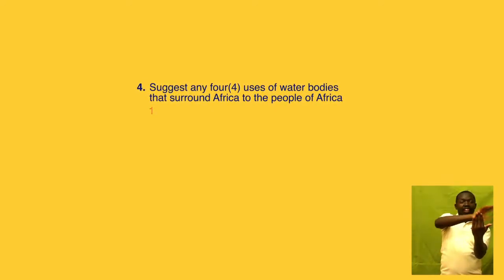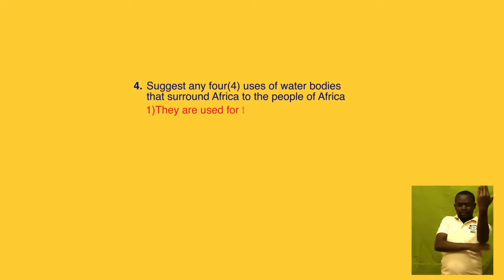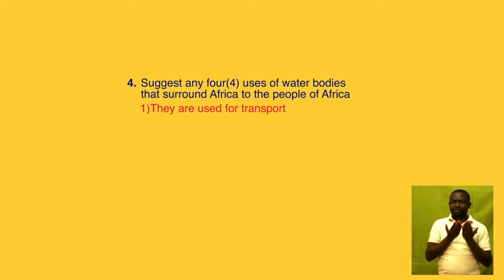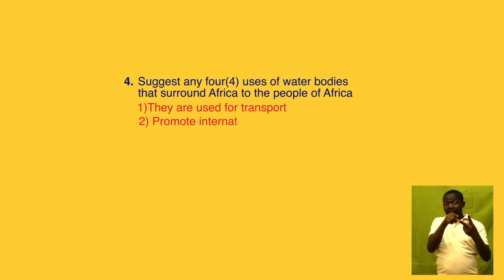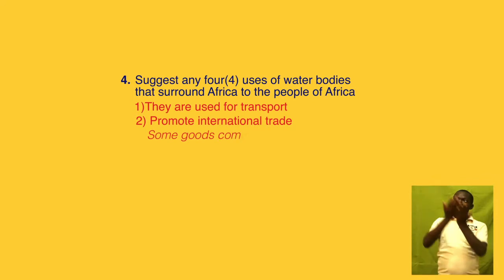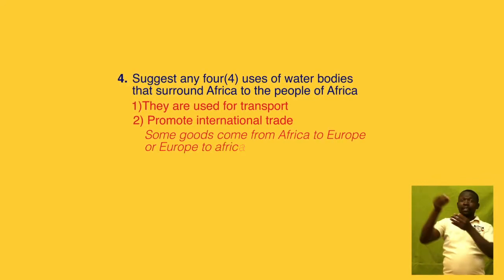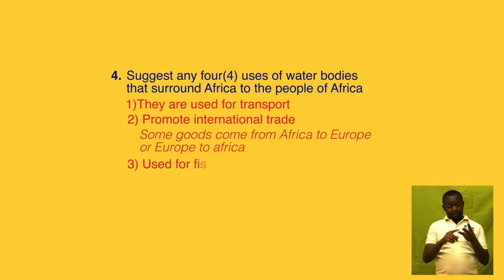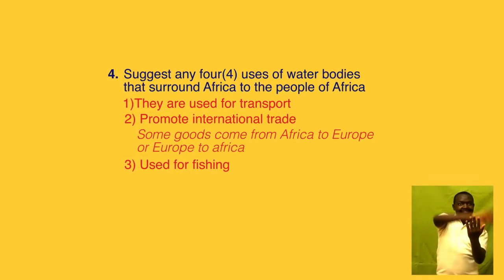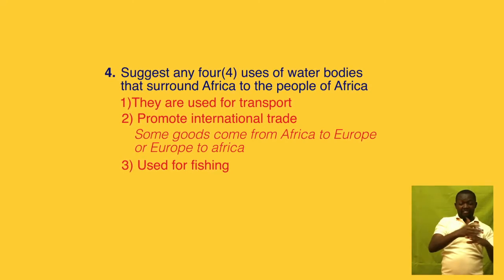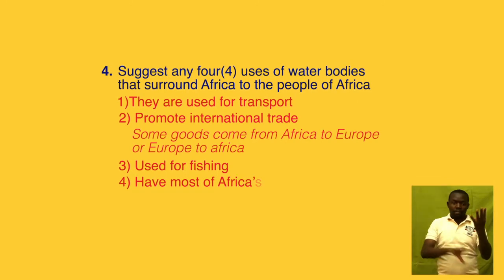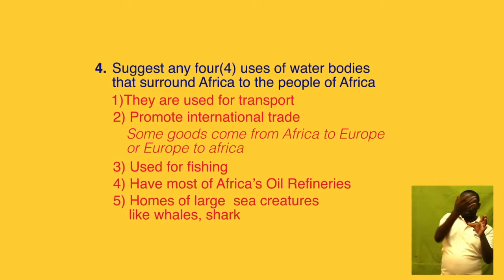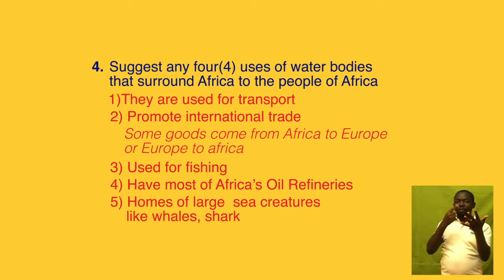Reason number 1, we said these water bodies are used for transport. You got that? Yes. Reason number 2, we said that the water bodies promote international trade. Remember we said some goods come from Europe to Africa and from Africa to Europe. So they promote international trade. And 3, we say that these water bodies are used for fishing. So in fact, they're used for fishing. And we also said that the water bodies have most of Africa's oil refineries. And we also say that they are homes of large sea creatures. For example, the whale, the shark, they live there. So if I want to eat a shark, I shall go to the ocean.